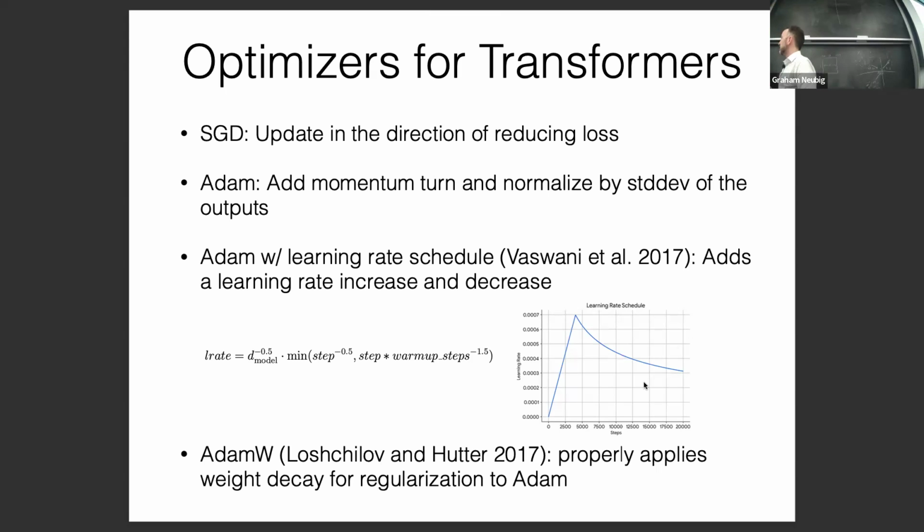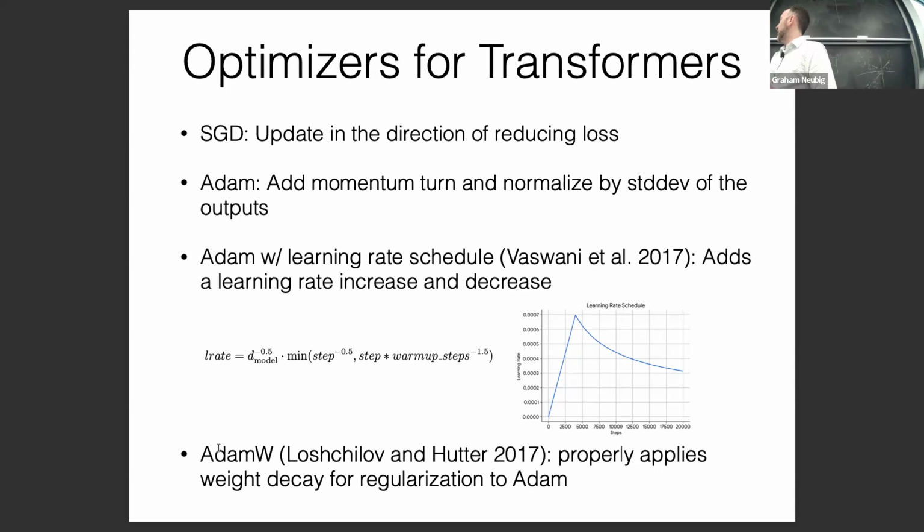Another thing is instead of straight up Adam, recently people have been using AdamW. What AdamW does is weight decay. Weight decay gradually decreases your weights towards zero. The reason you do that is it's basically an approximation of regularization of the models, so it has the effect of preventing the model from overfitting.